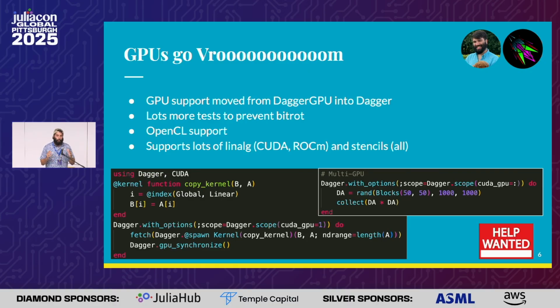We've also added a bunch of tests running with every single commit pushed to the Dagger repository that run across all of the supported GPU platforms, which for reference are CUDA, AMDGPU, oneAPI, Metal, and OpenCL. And everything is going to be tested on all of these backends in the near future. Additionally, we have good tested support for linear algebra and for stencils that we're pushing through now, working out a few little details. And all of this should support multi-GPU as well.